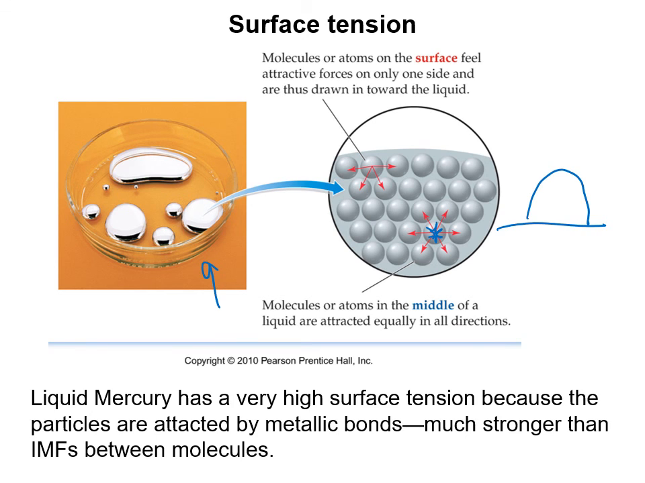Again, liquid mercury has a very high surface tension because the particles are attracted by metallic bonds, and those are much stronger than the IMFs between molecules.